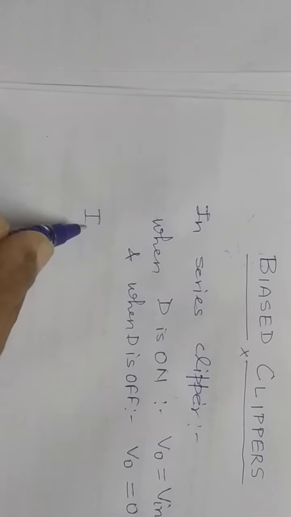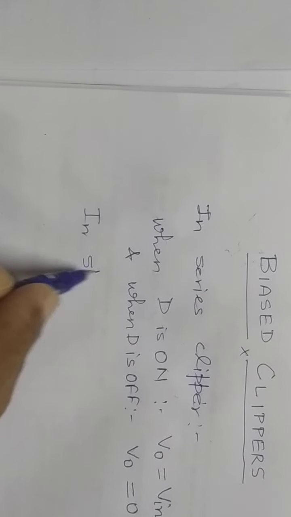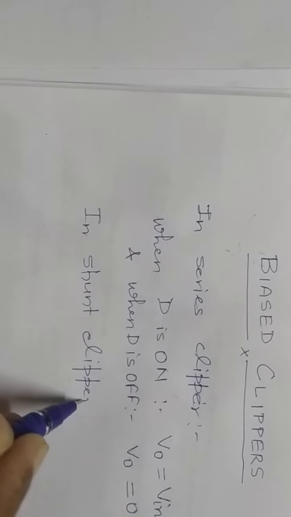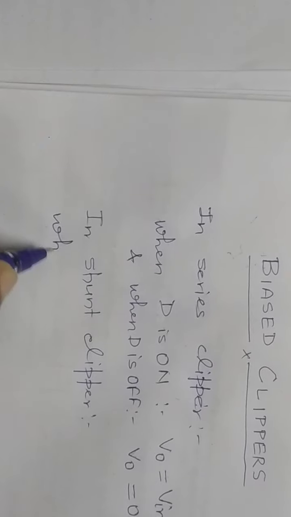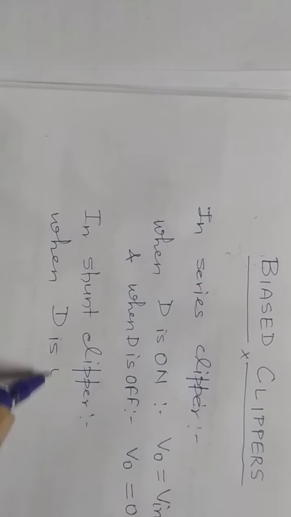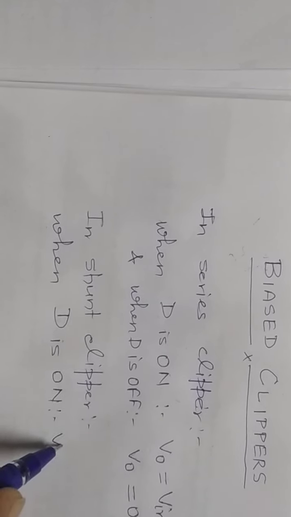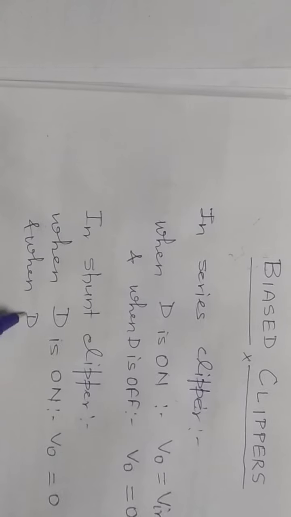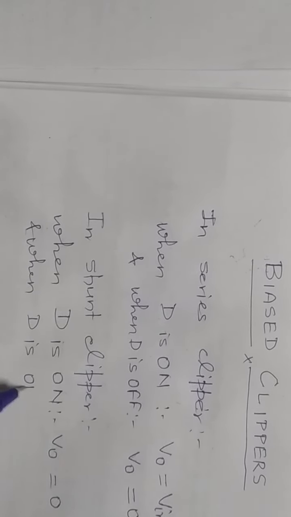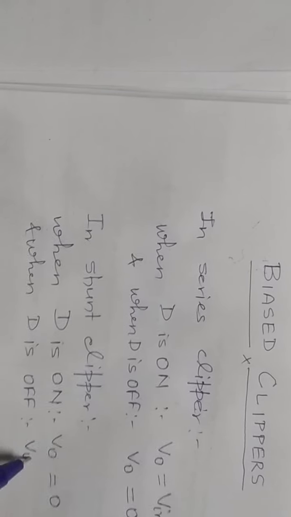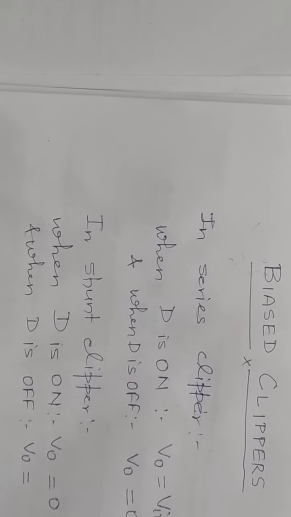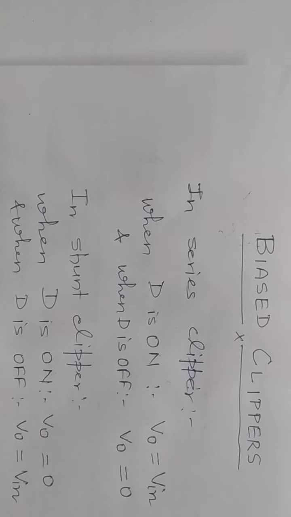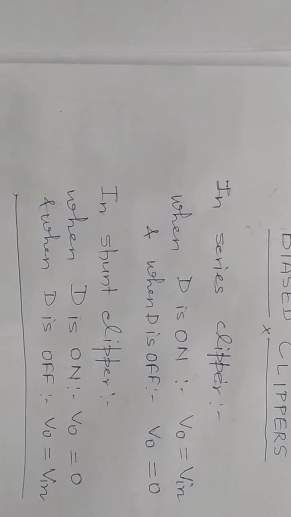And in case of shunt clipper circuit, the condition is just reverse. We have discussed earlier that in case of shunt clipper, when diode is on, output is equal to 0, and when diode is off, our output is equal to input voltage. So these are the generalized rules for series and shunt clipper circuits.